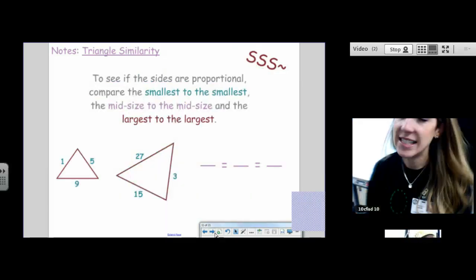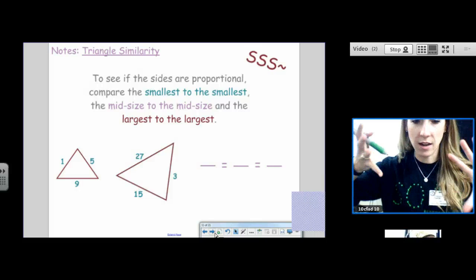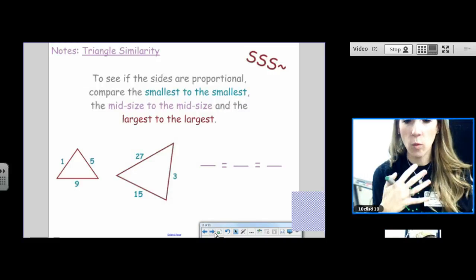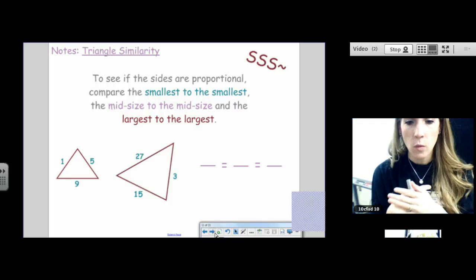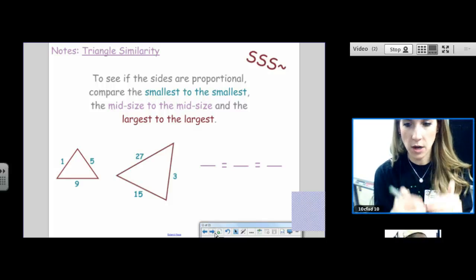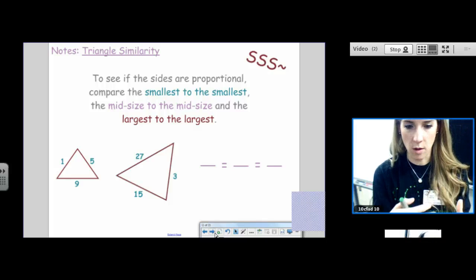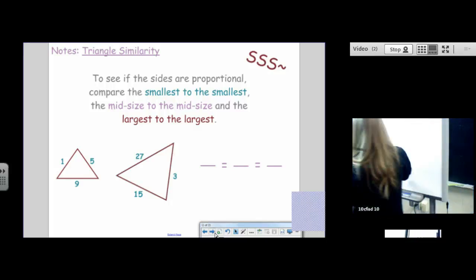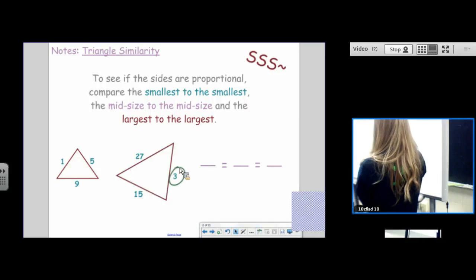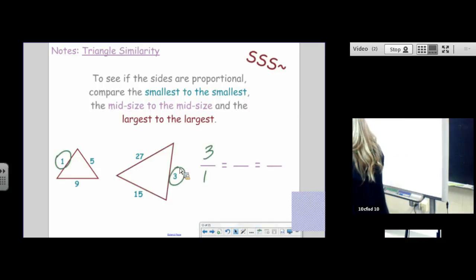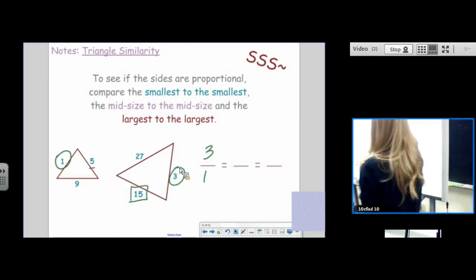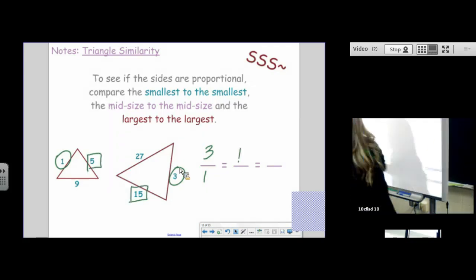Now, let's say that I took my figure and I rotated it a little bit and you don't know which sides go together. I didn't even label these. You don't even know which sides are corresponding. When nothing is labeled and you don't know which sides go together, you can always put the largest over the largest, the medium over the medium, and the small over the small. So you find the smallest one and the smallest one. 3 is to 1 as, find the medium one and then the medium one. 15 is to 5 as largest, largest.